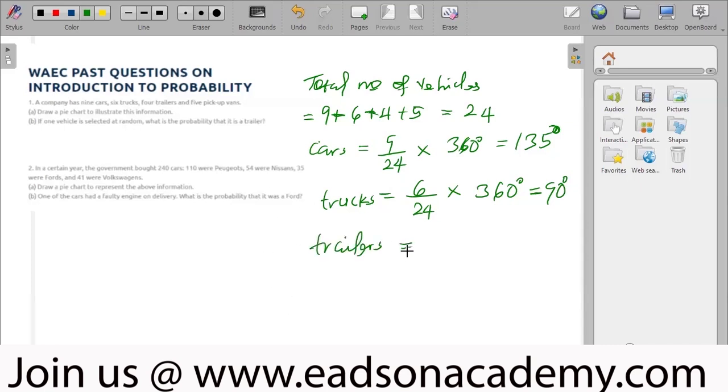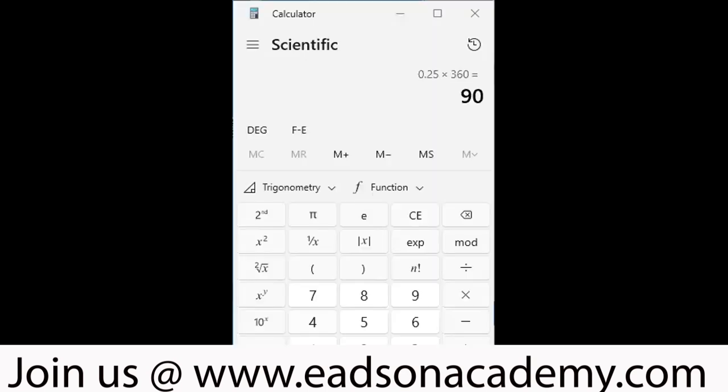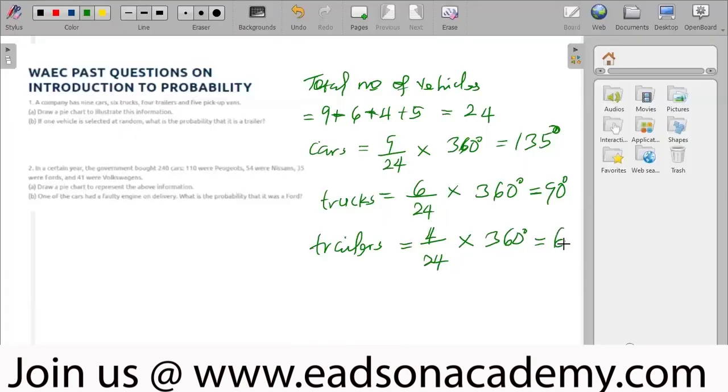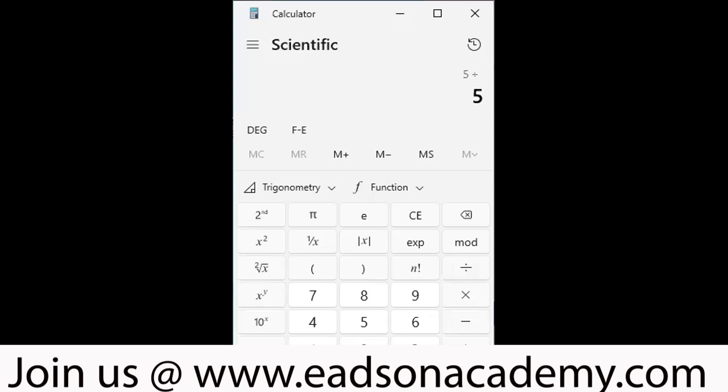How many trailers do you have there? 4 trailers. So 4 divided by the total, which is 24, multiplied by the angle in a circle, 360. That is 60 degrees. Then the last one is pickup van, and there are 5 pickup vans, 5 over 24 multiplied by 360. 5 divided by 24 then times 360, that is 75 degrees.